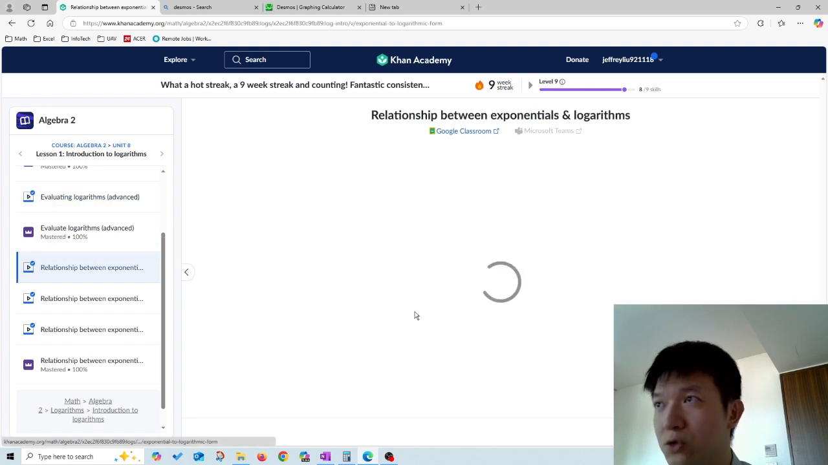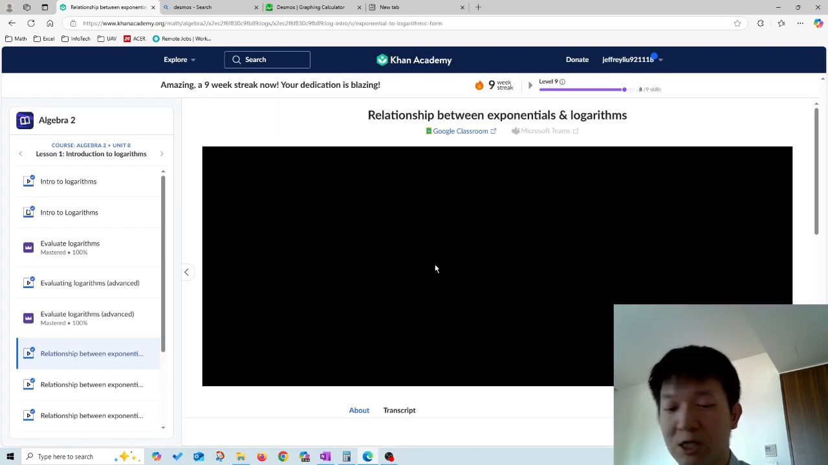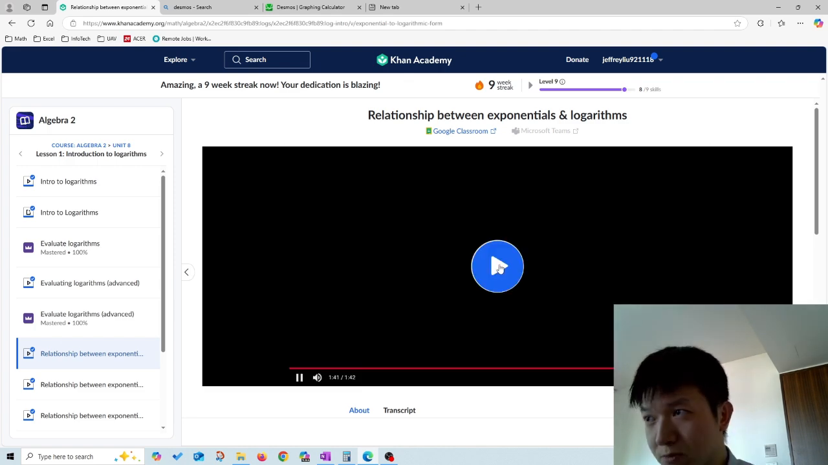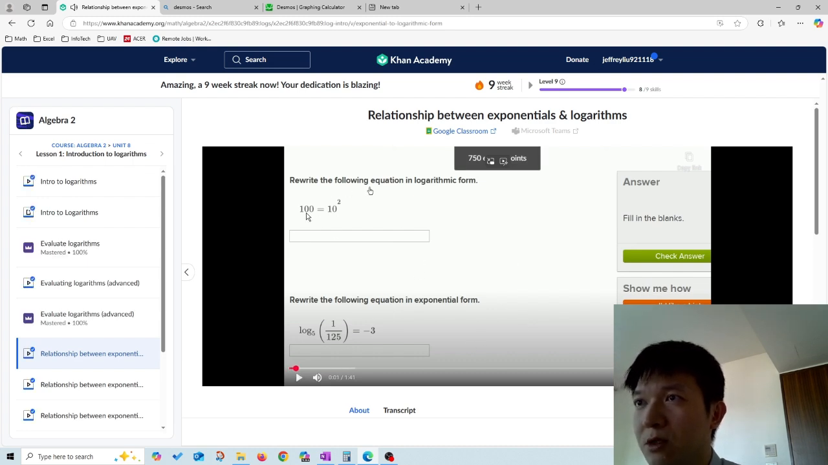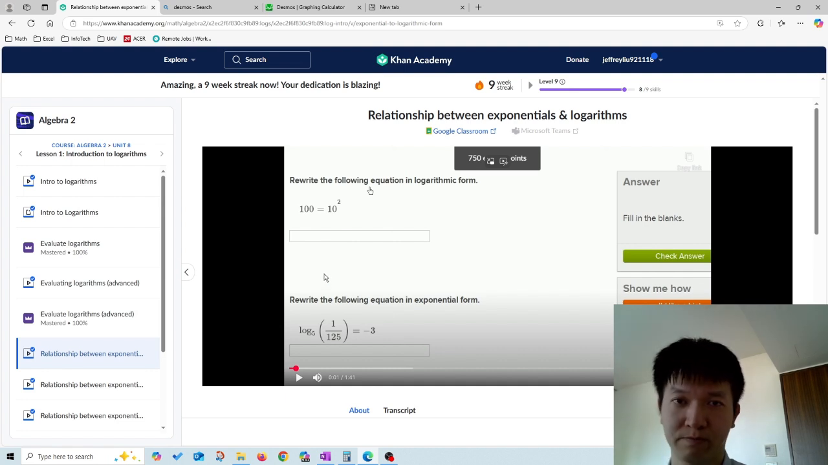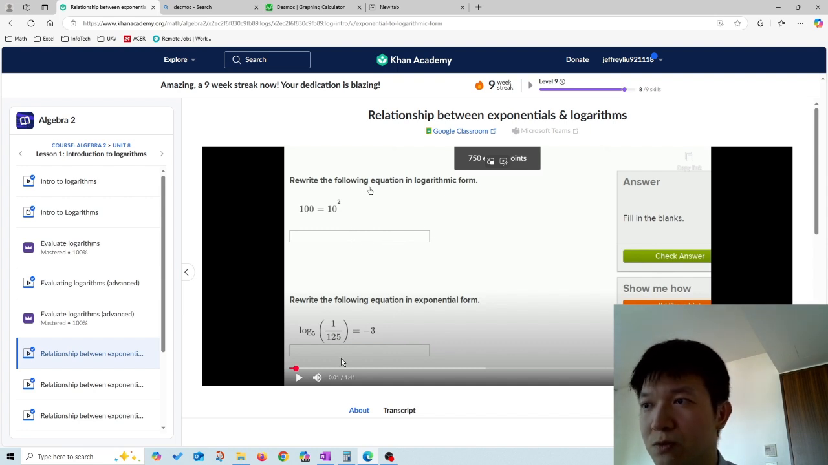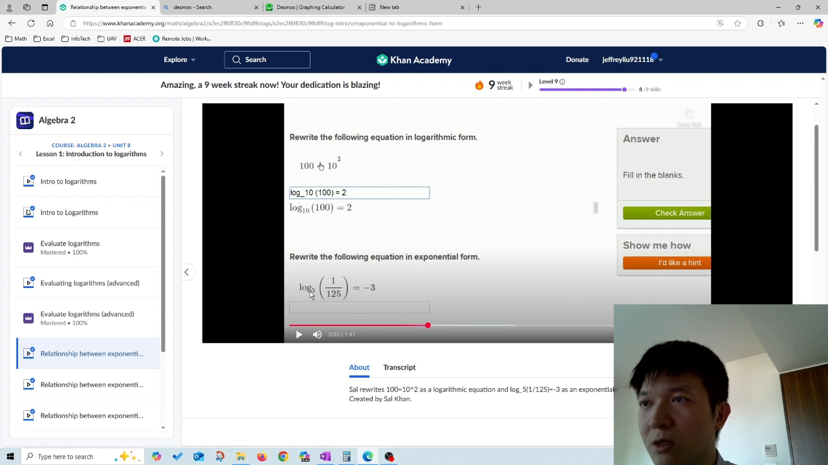Okay, so let's move on to the relationship between exponentials and logarithms. They are inversely related. Rewrite the following. You see here, 100 equals 10 to the power of 2. But we're going to take the logarithm. So log base 10 of 100 equals 2. This is the logarithm form.